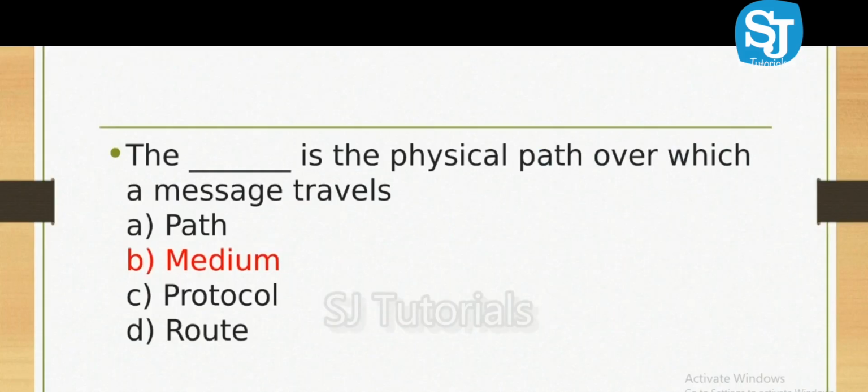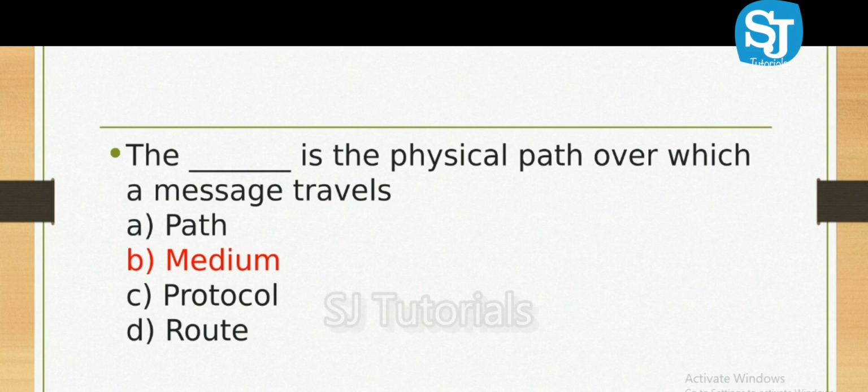Then the next question: the dash is the physical path over which a message travels. The options are A, path, B, medium, C, protocol, D, route. The correct answer is medium, because the data transferring from sender to receiver moves over a physical path, which is called a medium.